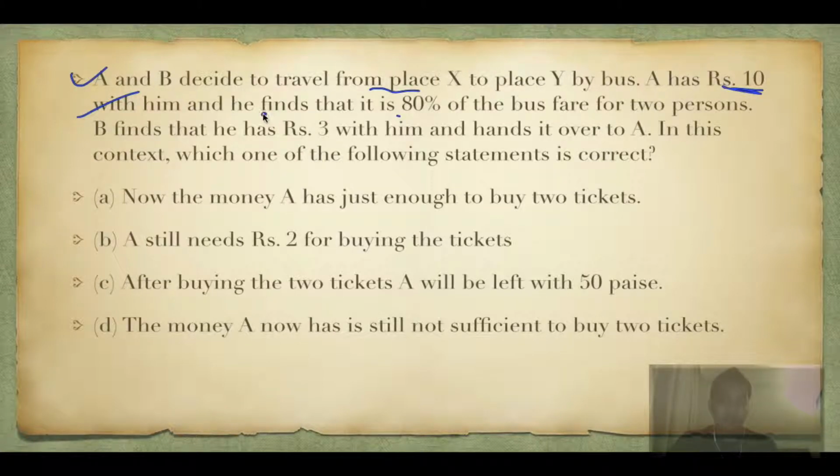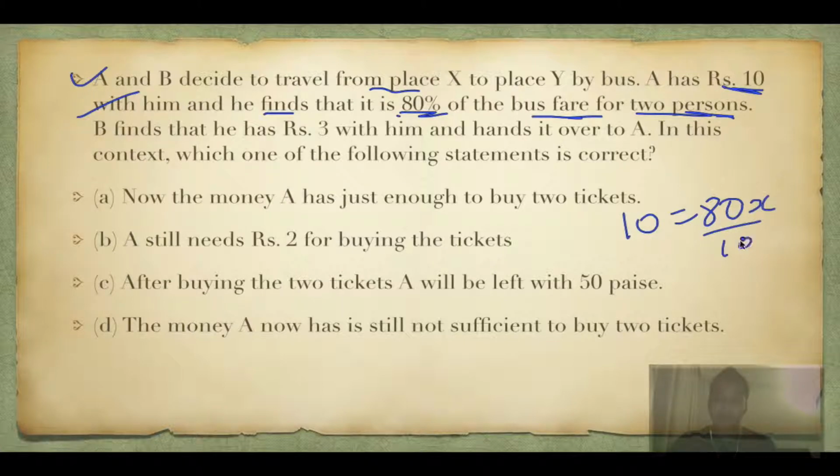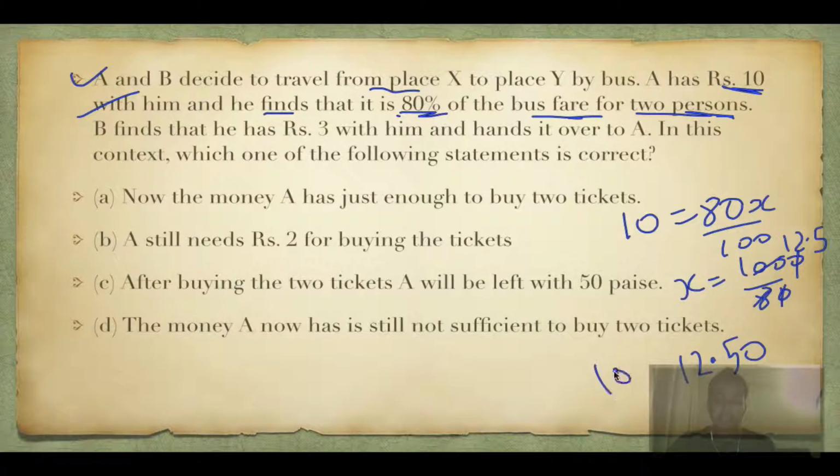Okay, this is important, and he finds it is 80% of the bus fare for two persons. So 10 is 80% of X, so it is equal to 80X divided by 100. So X is equal to 1000 divided by 80, that will be equal to 12.5. So the fare of two guys is 12 rupees and 50 paisa. Is that understood? And he has 10 rupees.